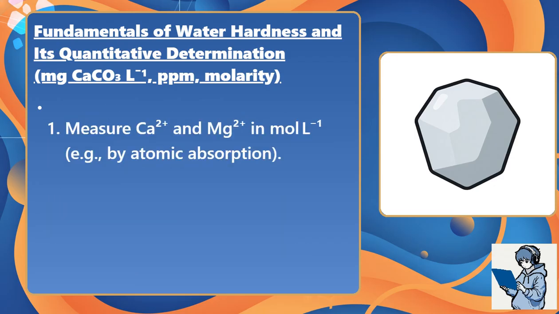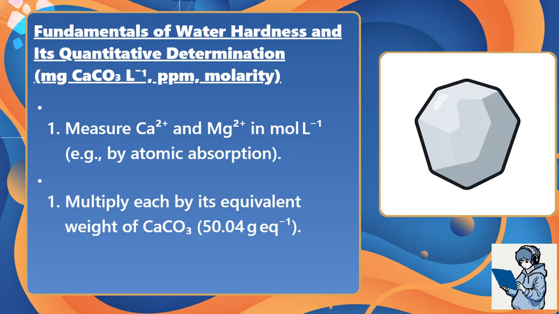Measure calcium 2+ and magnesium 2+ in moles per liter, for example by atomic absorption. Step 2. Multiply each by its equivalent weight of calcium carbonate, 50.04 grams per equivalent. Hardness equals [Ca²⁺] plus [Mg²⁺] times 50.04 times 1000.